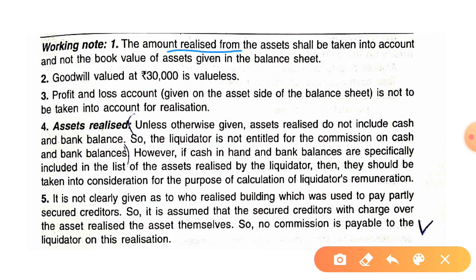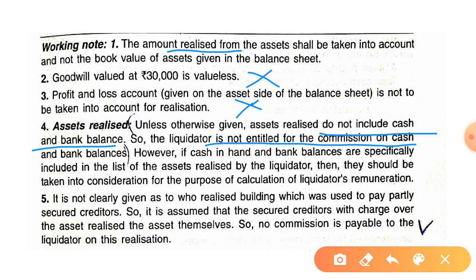Amount realized. Then goodwill valued at rupees 30,000 is worthless. I told you, because in the adjustment they haven't given anything. They haven't realized anything. So goodwill is valueless. We should not take. Profit and loss account, I told you in the previous class itself, we are not supposed to take. Assets realized, unless otherwise given, assets realized do not include cash. So usually assets realized do not include cash. Okay. So liquidator is not entitled to get the commission on cash.